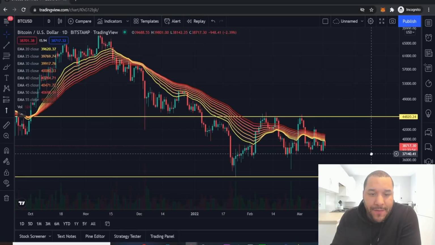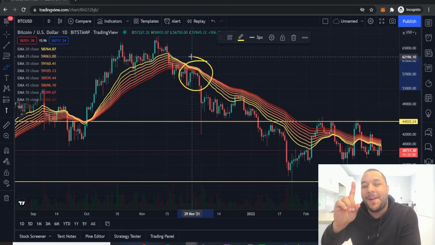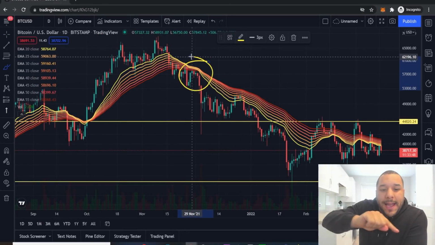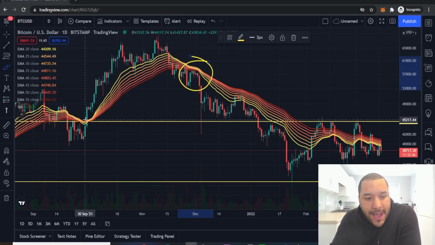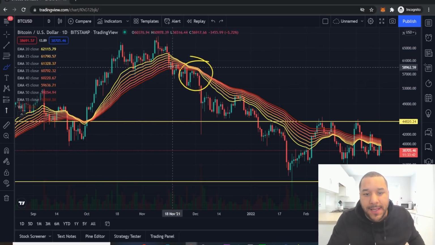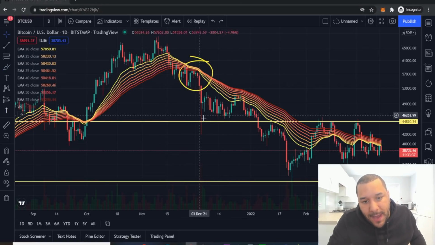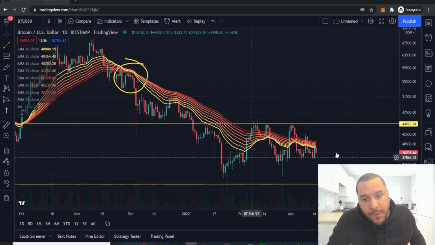And have a look here. Ever since we've seen this tangle in the ribbons, right? Every time you see a tangle, there's a reversal in the trend. If the yellow line is above, you usually see price action go up. If the tangle happens and the yellow line comes below, we see resistance in the Bitcoin price. And that's what's been happening in the last few weeks of Bitcoin.